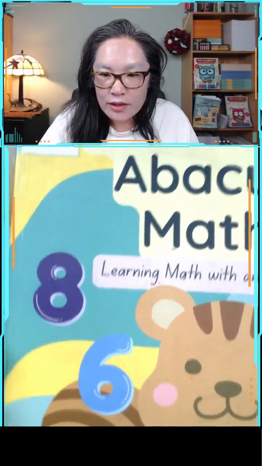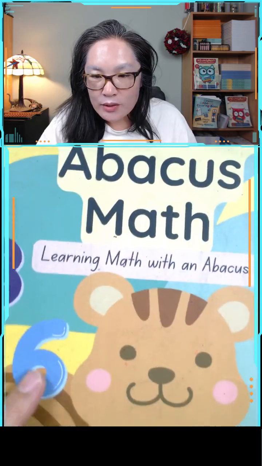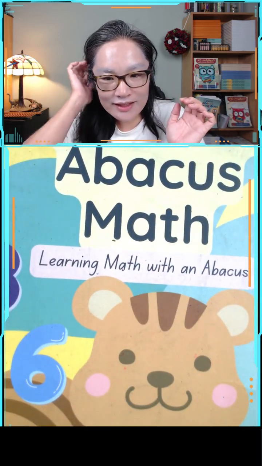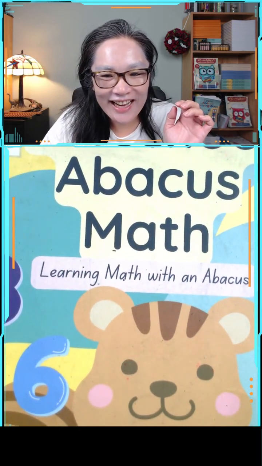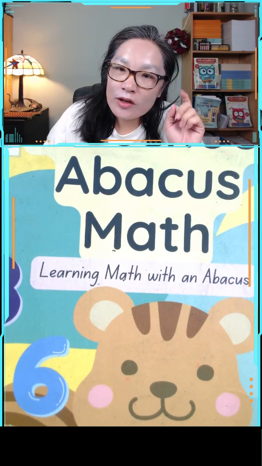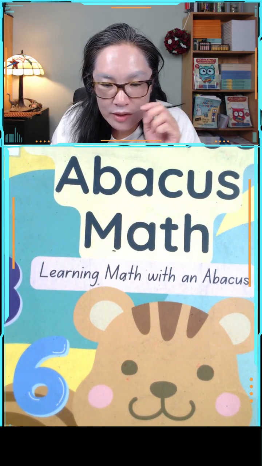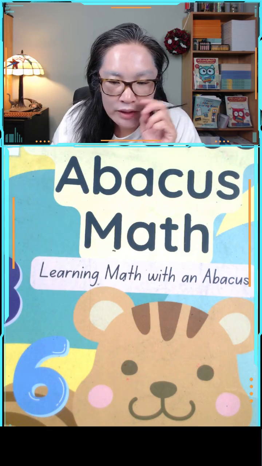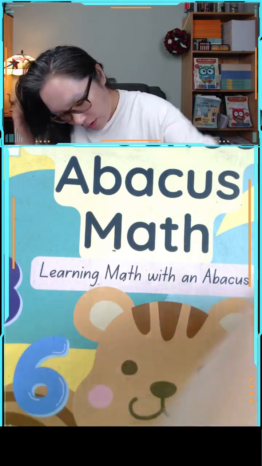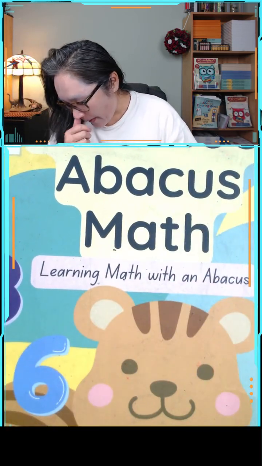So this is the other book. This is my preschool abacus. I was trying to get them young. This book was meant for ages 3, 4, and 5. For those kids that don't understand their numbers, that's what this was for. Or if you want to start off on a different path of understanding the abacus. This is mostly just understanding what the numbers are.